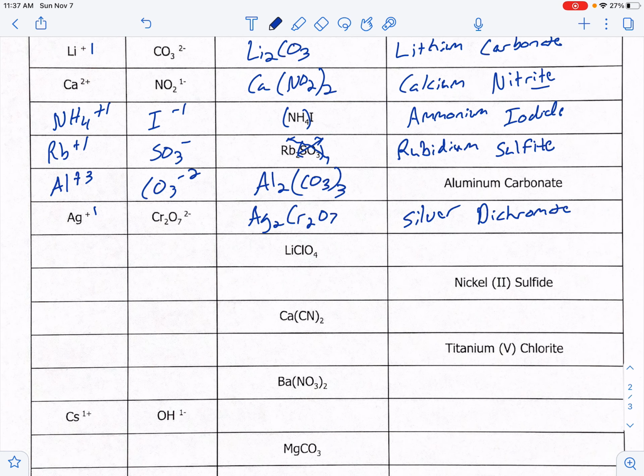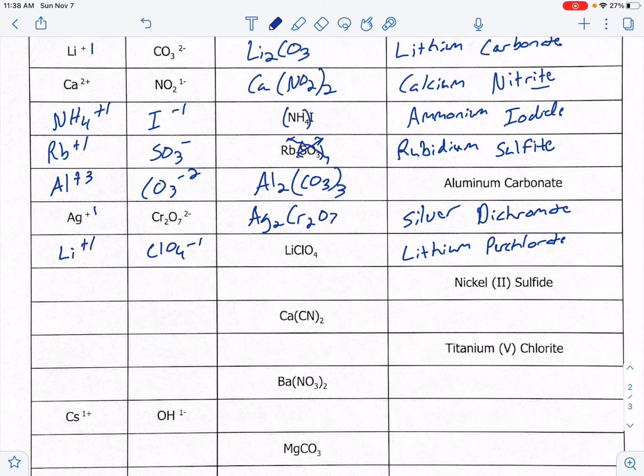Okay, LiClO4. So I'm going to split them up. I would look up lithium on the periodic table. That is Li with a +1. And ClO4 is on your polyatomic list. So that's ClO4 with a -1. Now lithium, so Li is lithium. It is not one of my transition metals, so I don't need a Roman numeral. And then ClO4 is actually perchlorate.